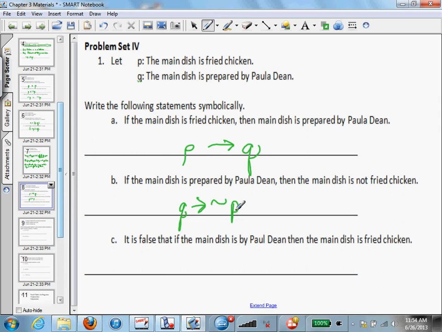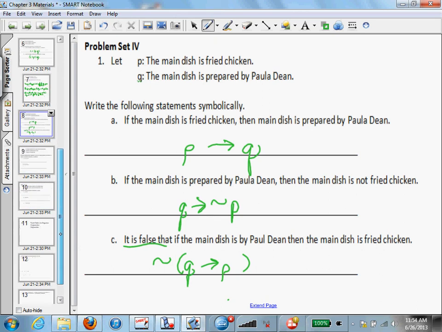Okay, with C, it is false if the main dish is by Paula Deen, then the dish is fried chicken. So it's similar to what we've seen before. We put the negation at the beginning with open parentheses because it is a false statement. And we have the Q statement first because we're talking about the main dish, Paula Deen, and then the if and then statement, followed by statement P, because we're talking about fried chicken.